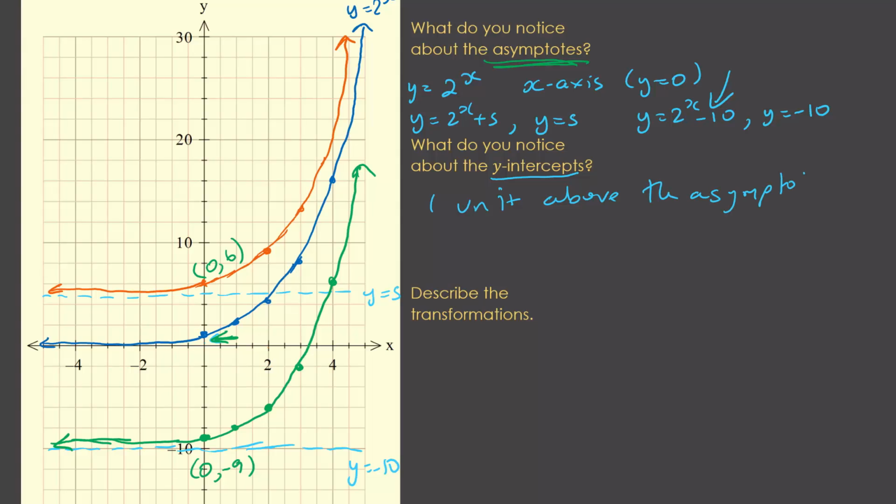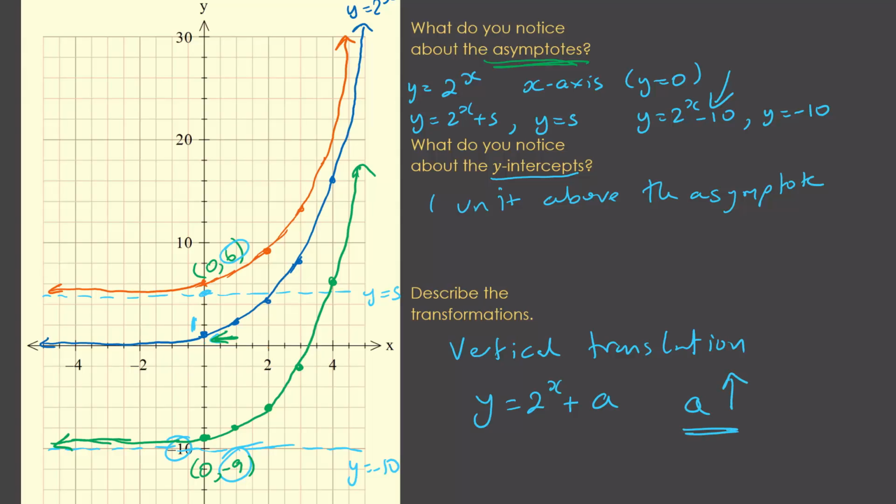So when the asymptote was negative 10, the intercept was at negative 9. When it was 5, it was 6. And normally, of course, it's at 1. So it is what's known as a vertical translation. And if we have y equals 2 to the x plus a, that translation will be a units upwards.